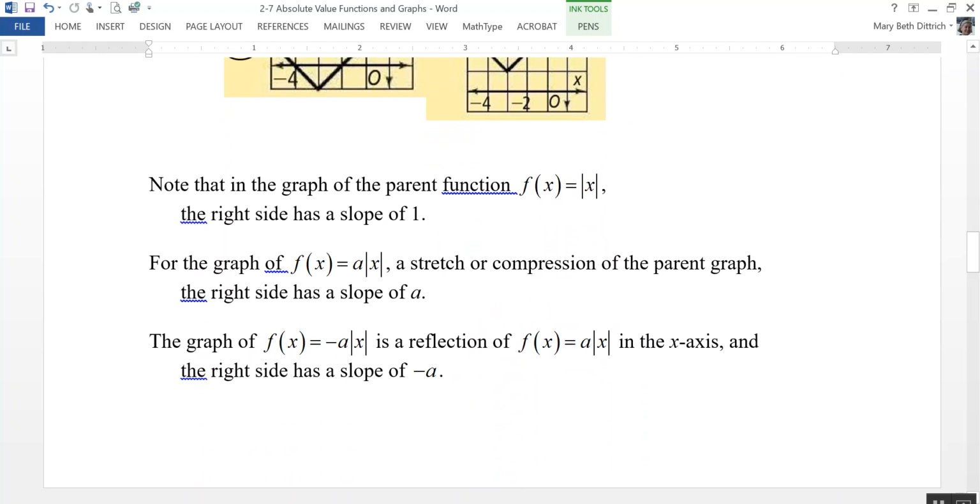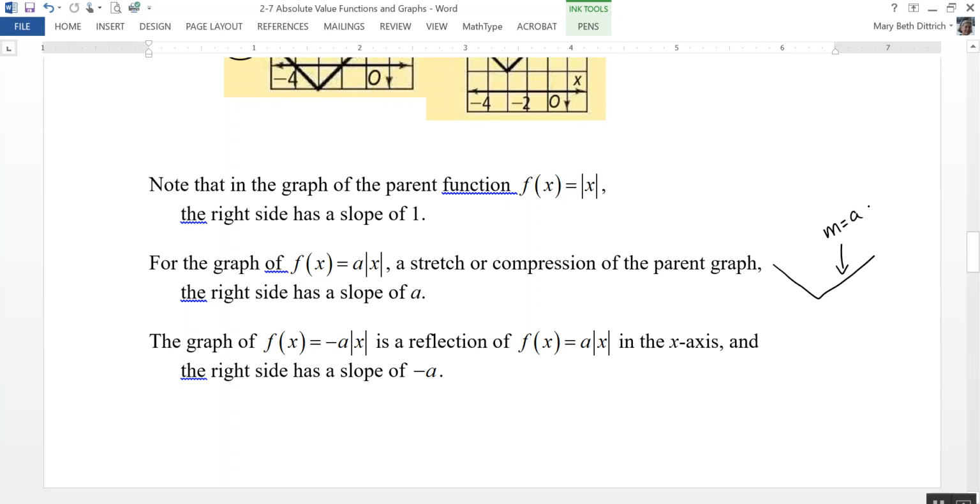Notice that in the graph of the parent function, f of x equals the absolute value of x, the right side of the graph has a slope of 1. So for the graph of f of x equals a times the absolute value of x, a stretch or compression of the parent graph, the right side has a slope of a.